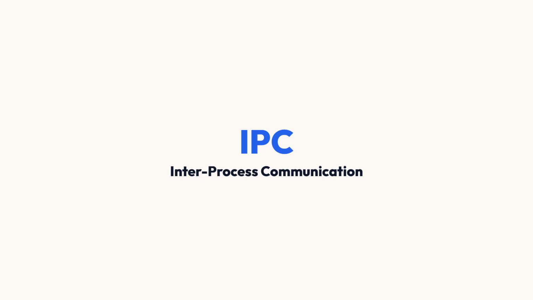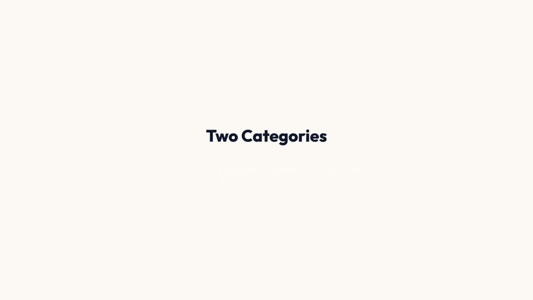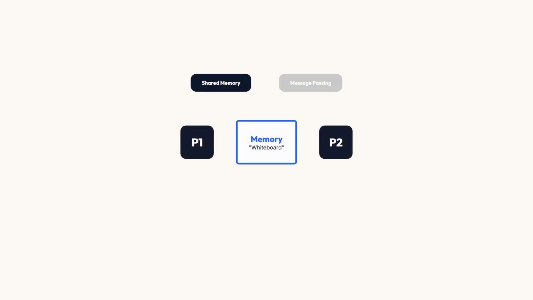Now here's the key idea to understand IPC clearly. All IPC mechanisms fall into two broad categories. Either processes share memory, or they send messages through the OS. Let's explore both. First, shared memory. Here, two processes are allowed to access the same region of memory. So instead of sending data, they directly read and write to the same place.